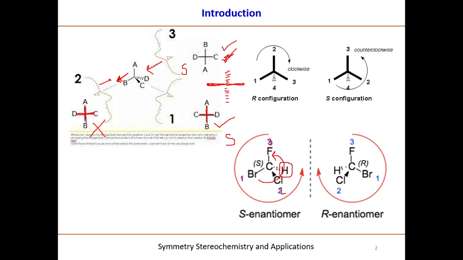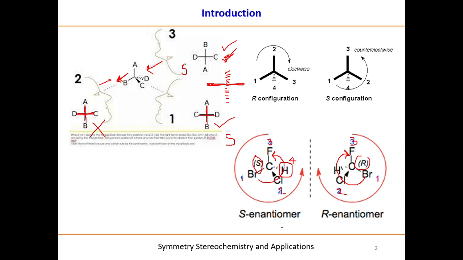If the proton, the lowest priority group, will be present on the front side, that time we have to change the configuration of the molecule. So here the configuration is S, and in the second case also you can find out here. First priority group is bromine, the second one is chlorine, and the third one is fluorine. So it will move in clockwise direction, and this is the R enantiomer.